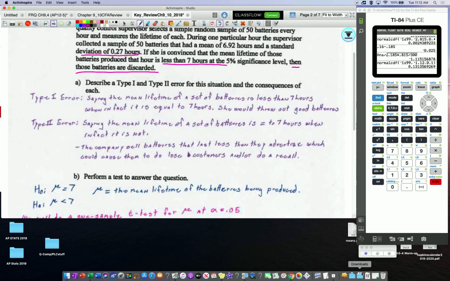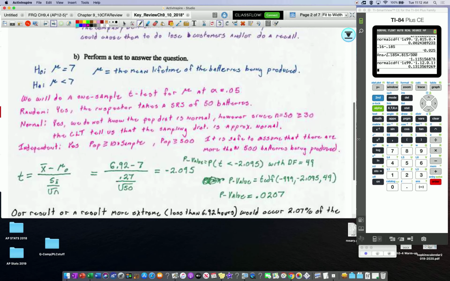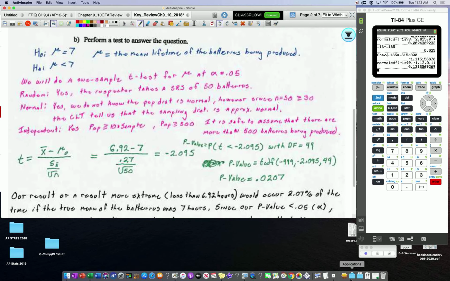So now, part B actually asks you to do the 4-step process. So, again, state, plan, do, conclude. So in our state, we'd say that the null is that the mean is 7. We're saying the alternative is less than 7. Mu is the mean lifetime of the batteries that are being produced. Okay? We're going to do a one sample t-test for mean, because t and mean go together, at the 5% significance level.